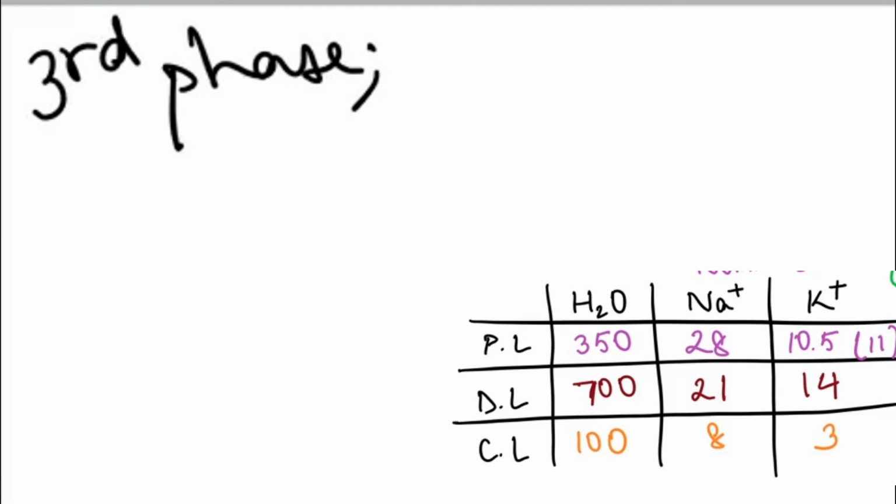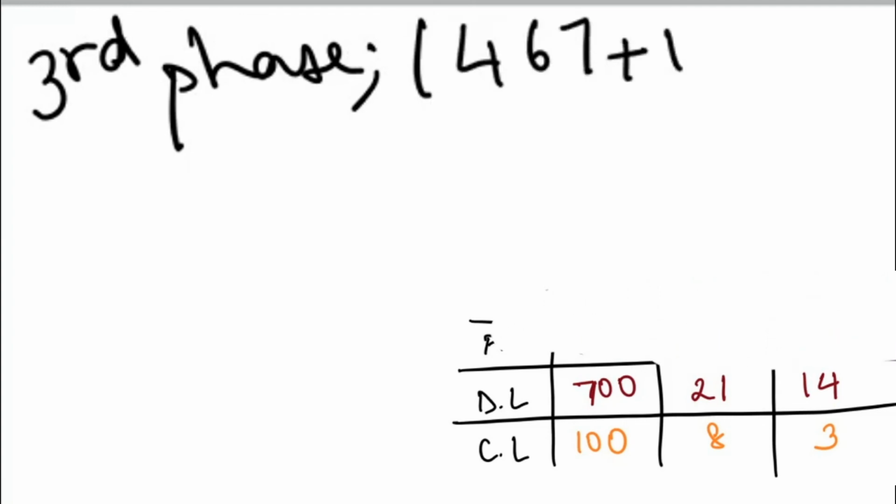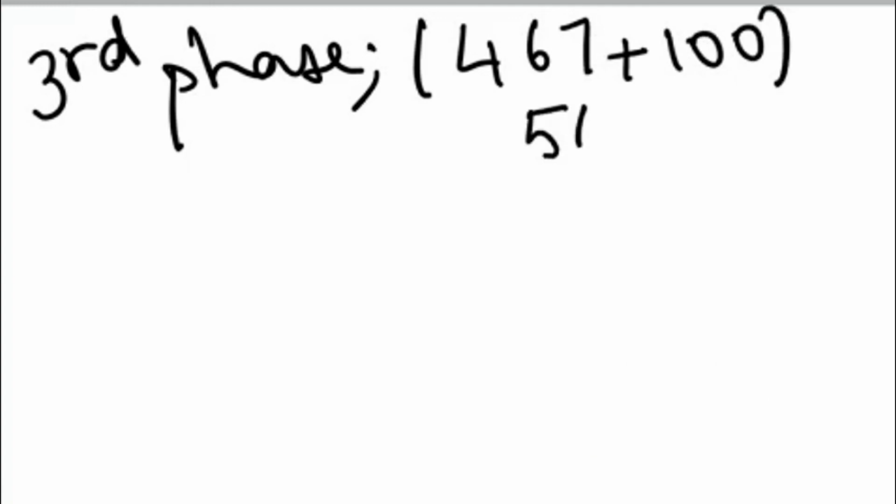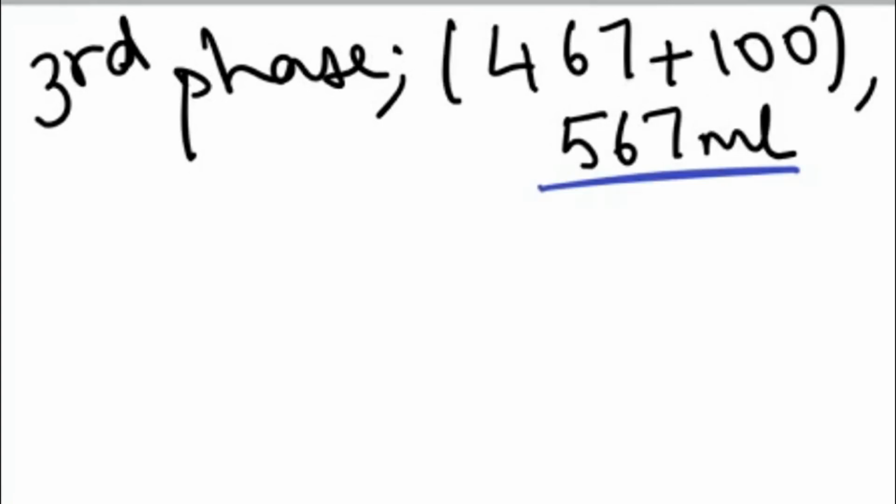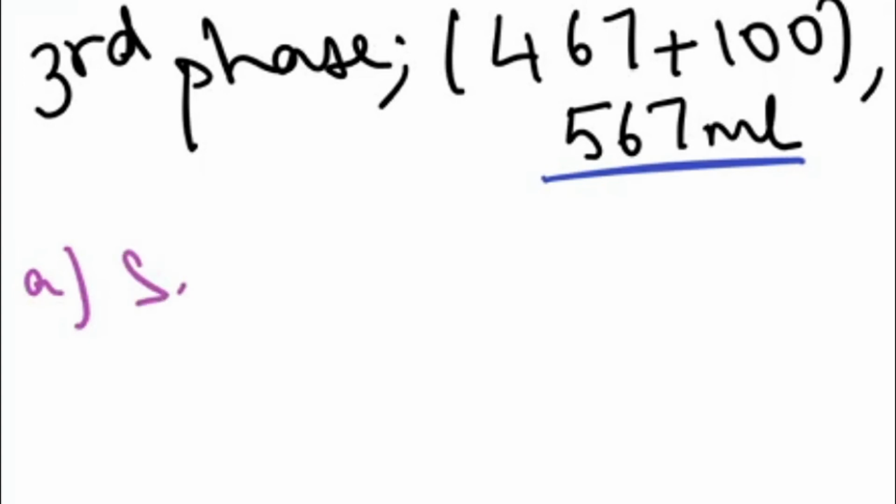Moving on to the third and final phase of rehydration, we need 2/3 of the daily requirements for water and the current losses. So 2/3 of 700 is 467 mils, and the current losses is 100, so the total is 567 mils of fluids to be instilled in the third phase. For sodium, 2/3 of the daily requirements will be 14 millimoles, and for the current losses is 8 millimoles. So 14 and 8 is 22 millimoles of sodium is required.